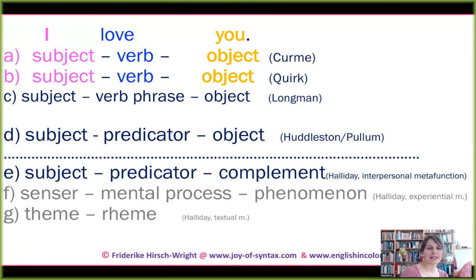Subject, verb phrase, object is Longman's terminology, and you see it's very, very similar. Subject, predicator, object for Huddleston and Pullum, very similar. Subject, predicator, complement. Complement for Halliday on the interpersonal metafunction is everything, as I said, that is required by the verb. So objects and obligatory adverbials are required, so they're complements. Then we have sensor, mental process, and phenomenon. Again, I'm not going to get into that. There are people who have studied it and can explain that to you if you need it.